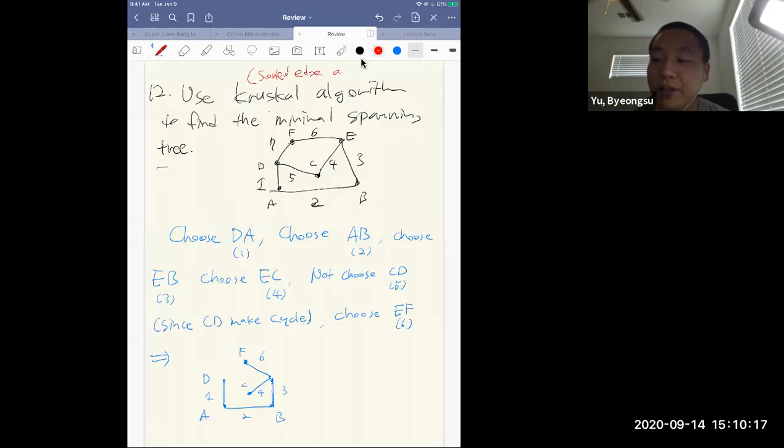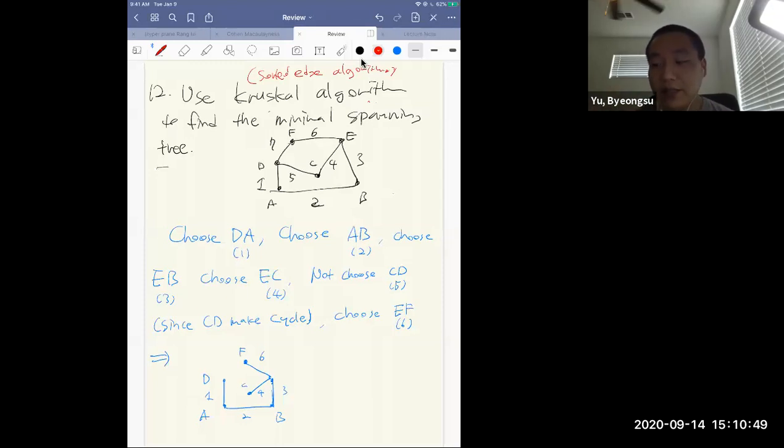But in the sorted edge algorithm, we need to care about two cases: where one vertex has balance 3, or it forms a cycle without containing all the points in the graph. But in the case of Kruskal's algorithm, it is finding a minimum spanning tree. So in that case, you don't need to worry about a vertex's balance exceeding 3, right?